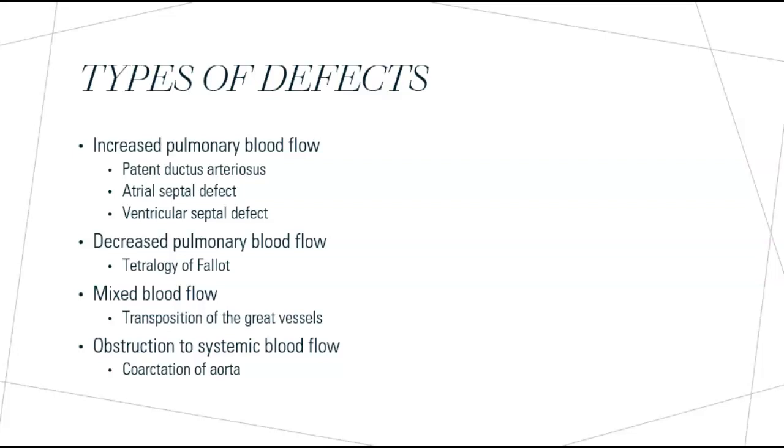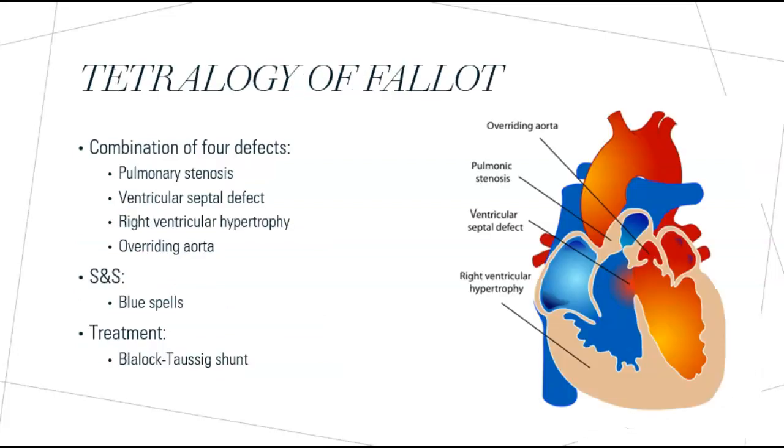So in these, there's some type of obstruction of blood flow to the lungs, or there is no connection between the right side of the heart and the lungs. This includes pulmonary stenosis, pulmonary atresia, and Tetralogy of Fallot. And again, we're only going to talk about the Tetralogy of Fallot. It is the most common, and it also includes pulmonary stenosis and pulmonary atresia. So, Tetralogy of Fallot is a combination of 4 defects.